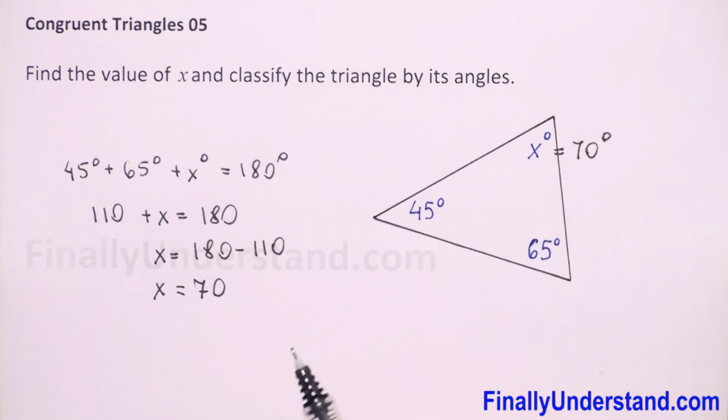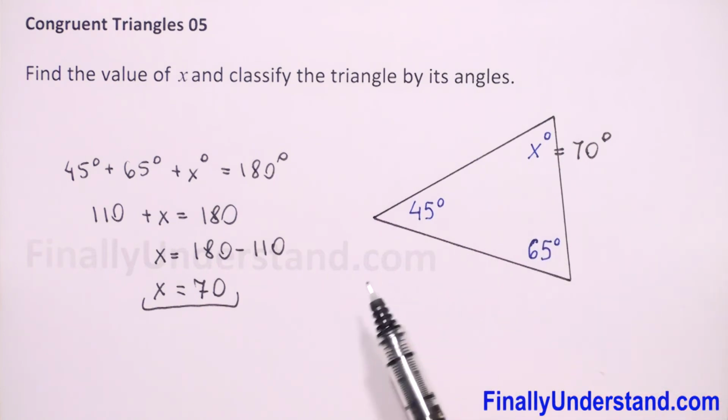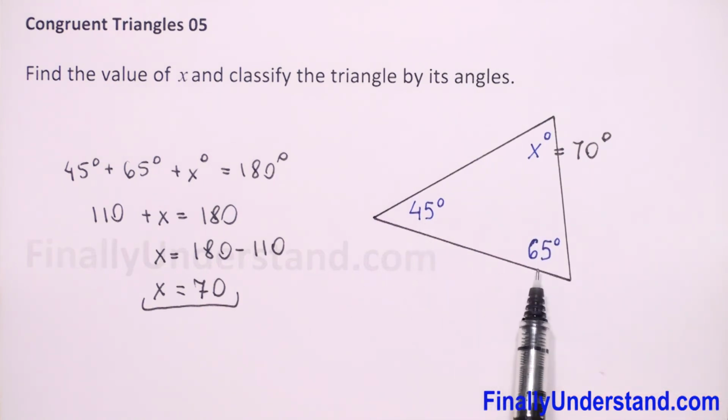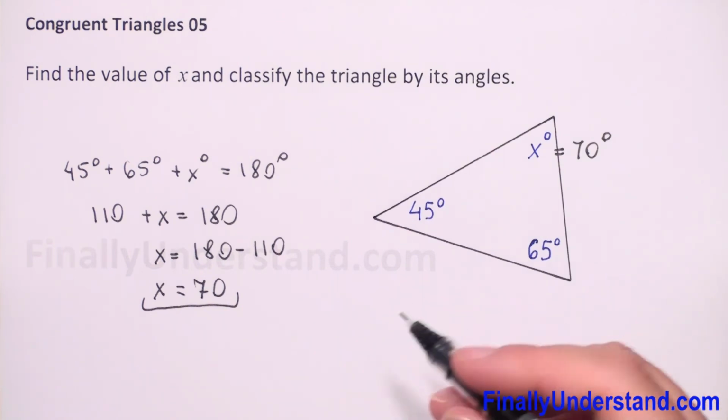We found x. Next, we have to classify our triangle by its angles, because we have here 45, 65, 70 degrees, each less than 90 degrees. So every angle is an acute angle. It means that we have here an acute triangle.